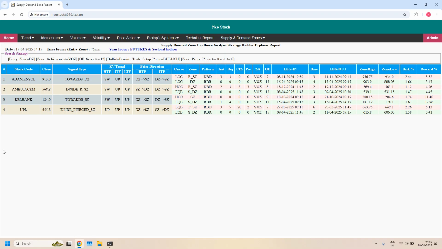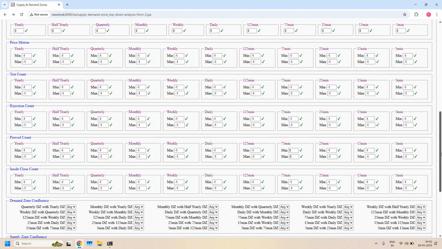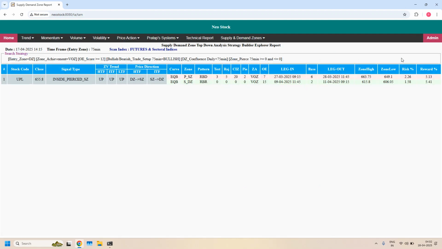First filter is LTF, ITF demand zone confluence. That is 75 minutes and daily demand zone confluence. I am selecting the filter, 75 minutes demand zone confluence with daily demand zone. With this filter we got only one stock. Let us verify, because 75 is overlapped with daily and daily trend is up.